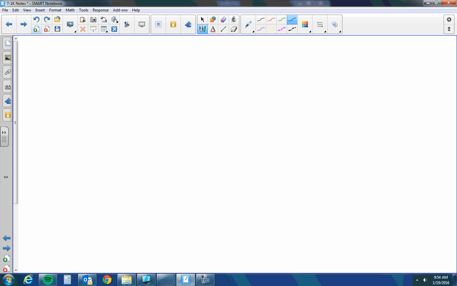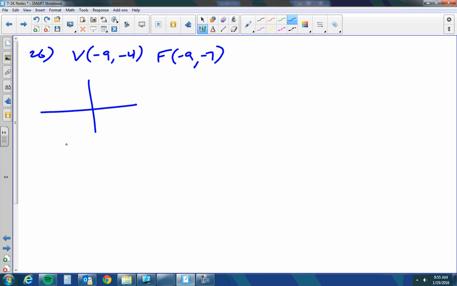Actually, look at 26. What does it give you? The vertex is what? Is that right? And then the focus. All right, listen, all you have to do on this is get the equation right. But first, you really need to draw a sketch, okay? -9, -4 is, let's say there. And then where is this focus in relation to that point, in relation to the vertex? It's below, right? It's 3 below.